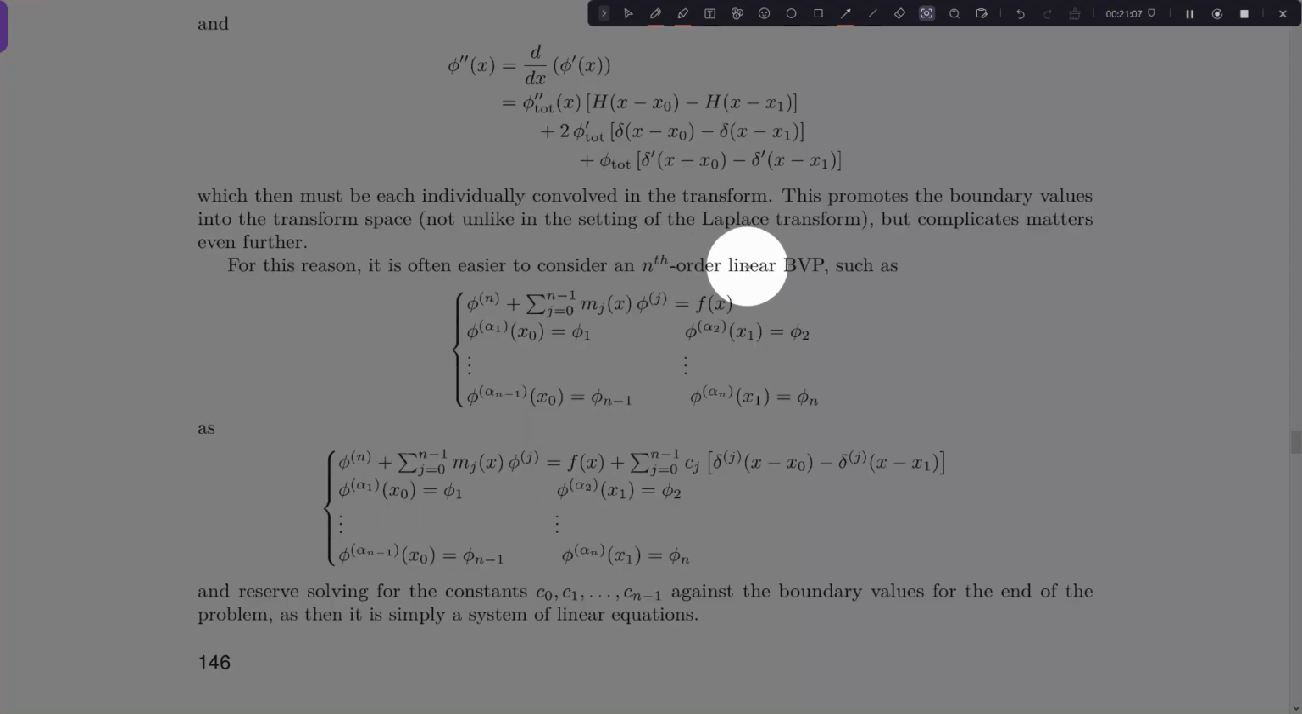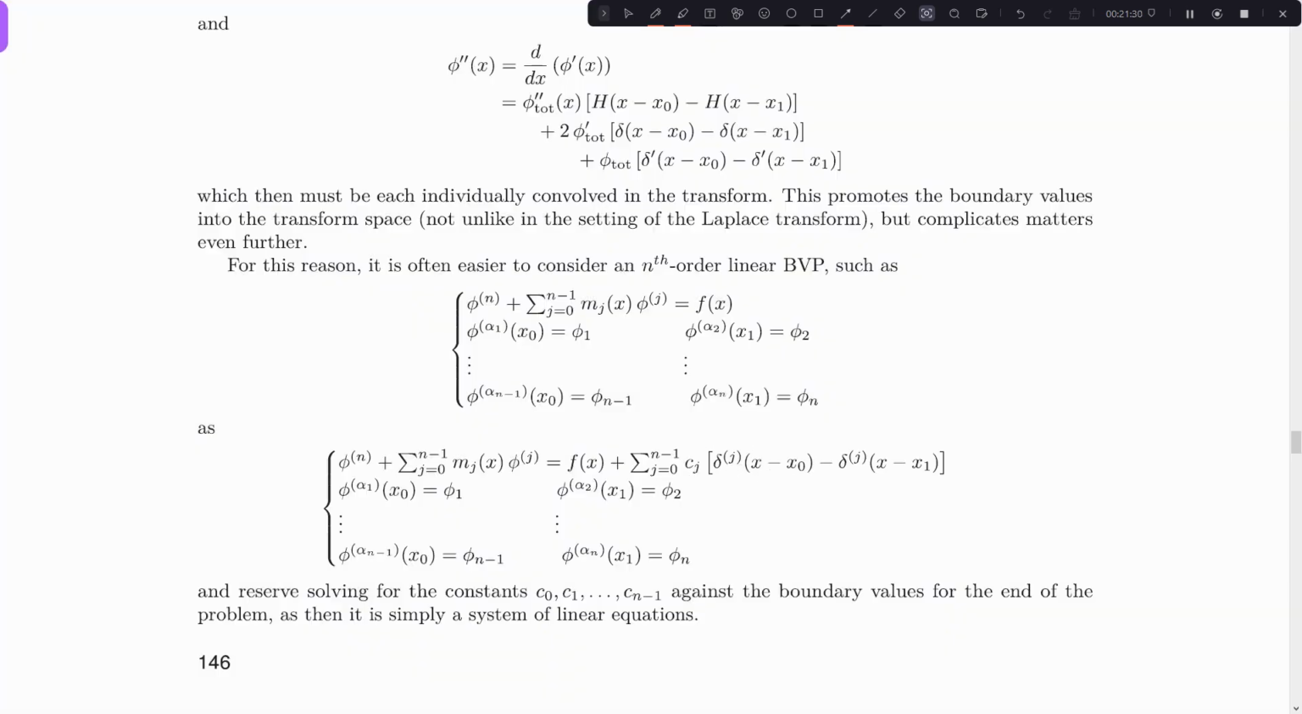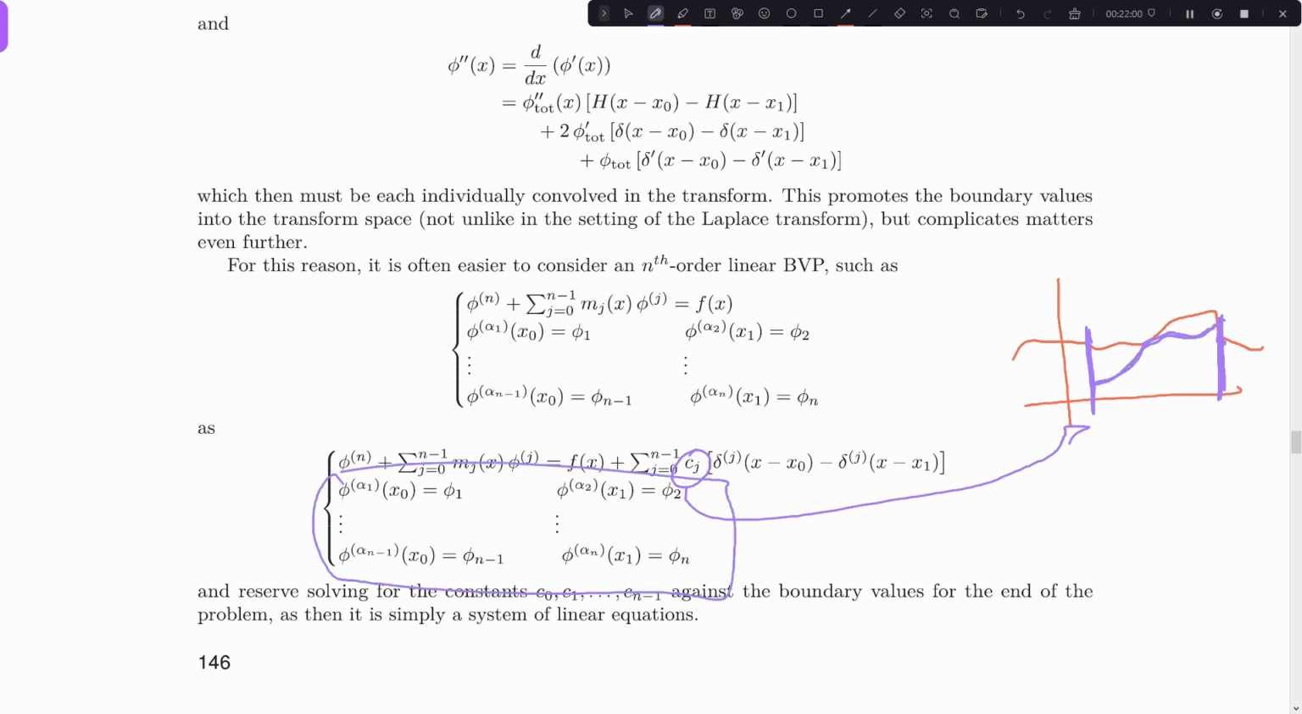If we have an nth order BVP with n boundary conditions, then what I can do is give myself n derivatives of delta functions at the boundaries, and then give them some arbitrary constants. By adding these n derivatives of delta functions at the boundaries, what I'm saying is, let's solve for just a generic function phi, and then give it some weird delta function properties at the boundaries. Depending on how we choose c, we can shift phi around until it actually agrees with the boundary values.